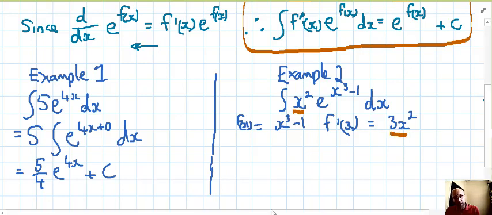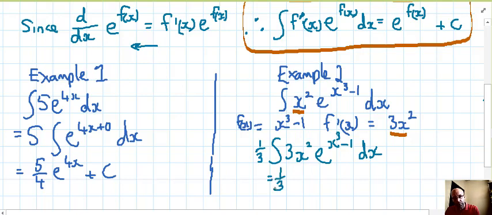So write down what you want it to be, and I want it to be 3x squared, like so. But of course it wasn't 3x squared, it's 1x squared. So we have to times by a third as well, and you can put that out the front. Okay, so there we go. And now that fits the form, and so the answer is a third times that.